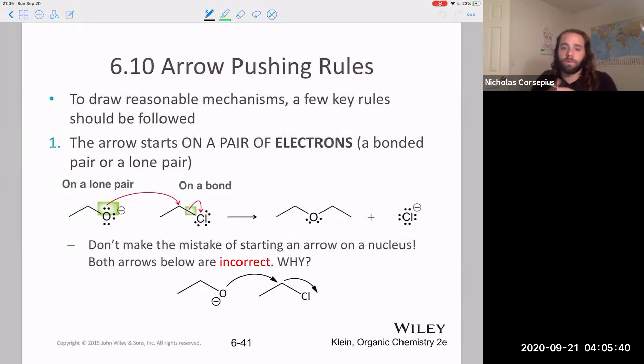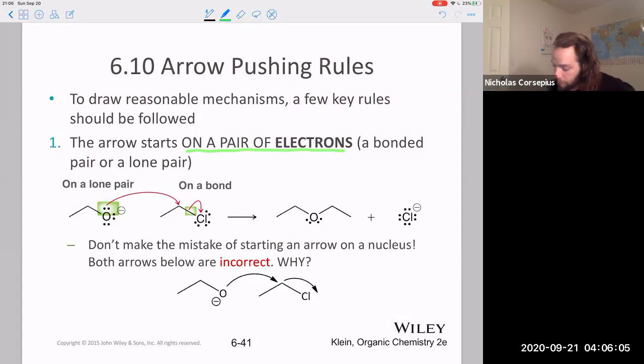Let's just go over a few rules. We've sort of already done this, but just to beat a dead horse here, make sure that we all got our rules for our arrow pushing here, electron pushing. What's the base of your arrow? Base of the arrow has to be on a pair of electrons, whether that's in a bond or a lone pair. Base of the arrow is always on a pair of electrons.